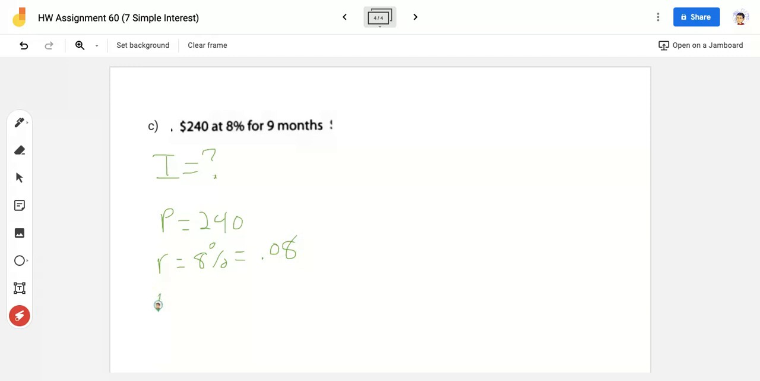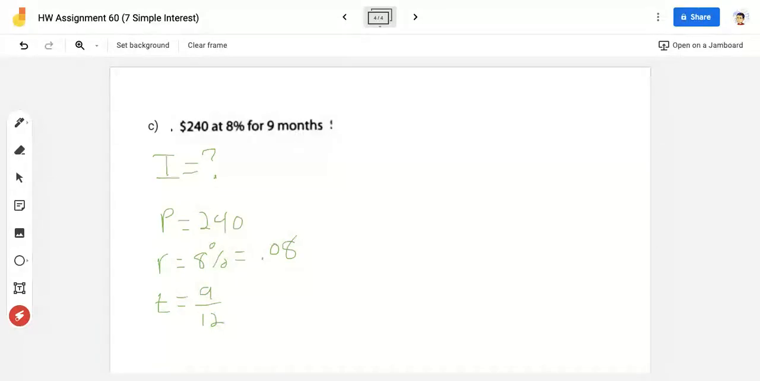And our T is 9 months, but 9 months isn't what we want. We want it to be in years. So how do we get 9 months converted to years? Well, I'm going to say 9 over 12 years, which we could technically leave as 9/12, or we can convert it to 3/4, because it does simplify. Actually, you know what? I'll leave it as 9/12 for now.